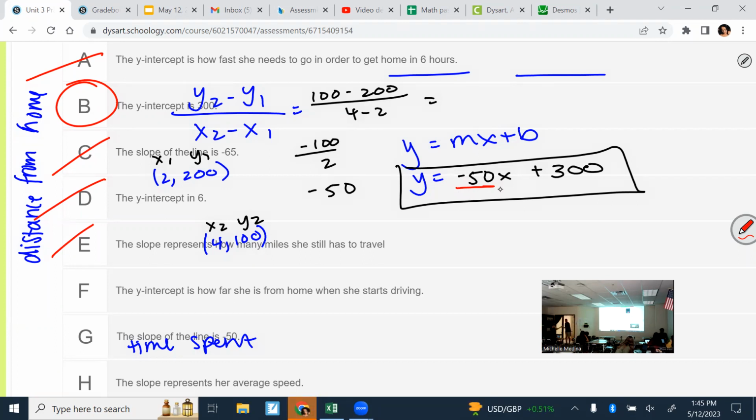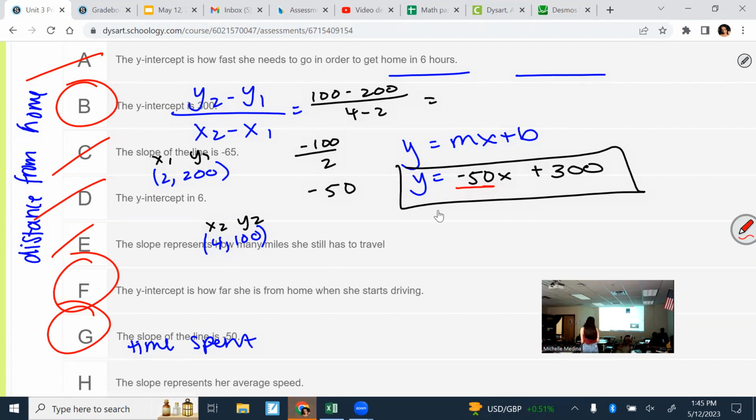Okay. Oh, that's how much her distance is decreasing by, and I know it's decreasing because it's negative, each hour. All right, so for each X. Is the y-intercept how far she is from home when she starts driving? Yes. Is the slope of the line negative 50? And then would you say that the slope is her average speed?